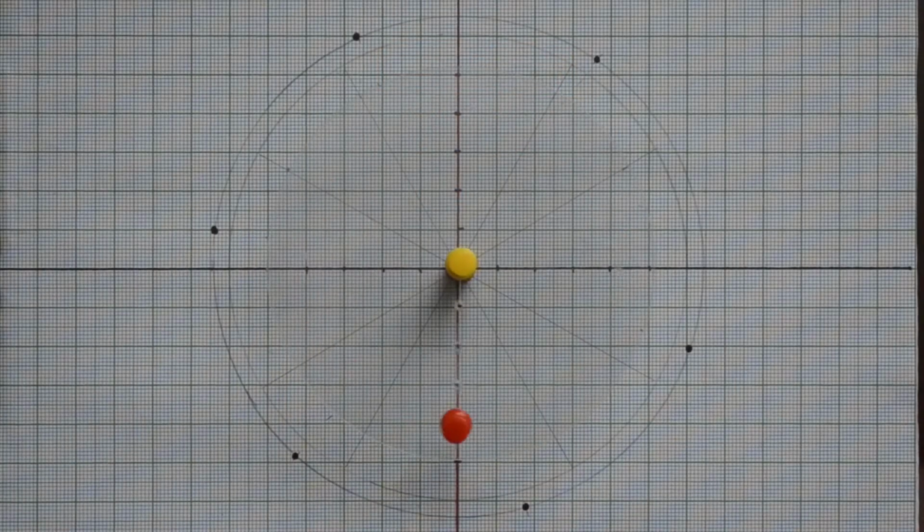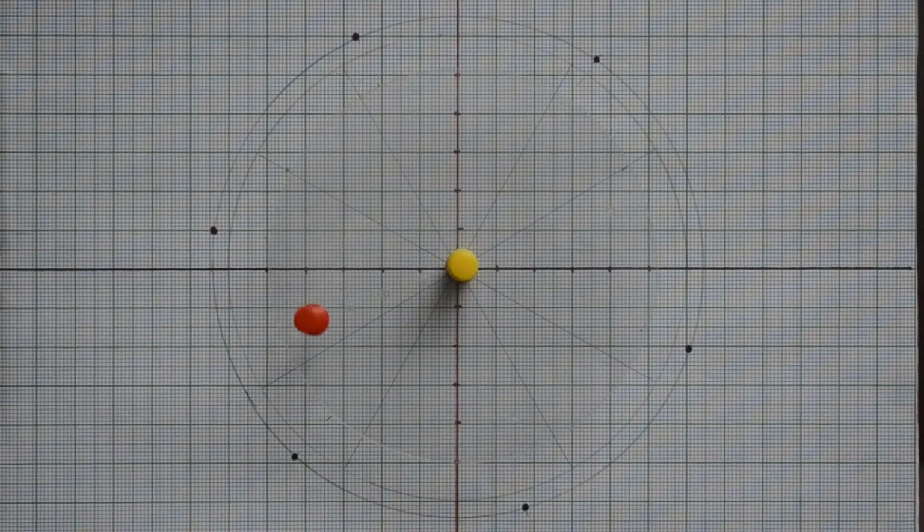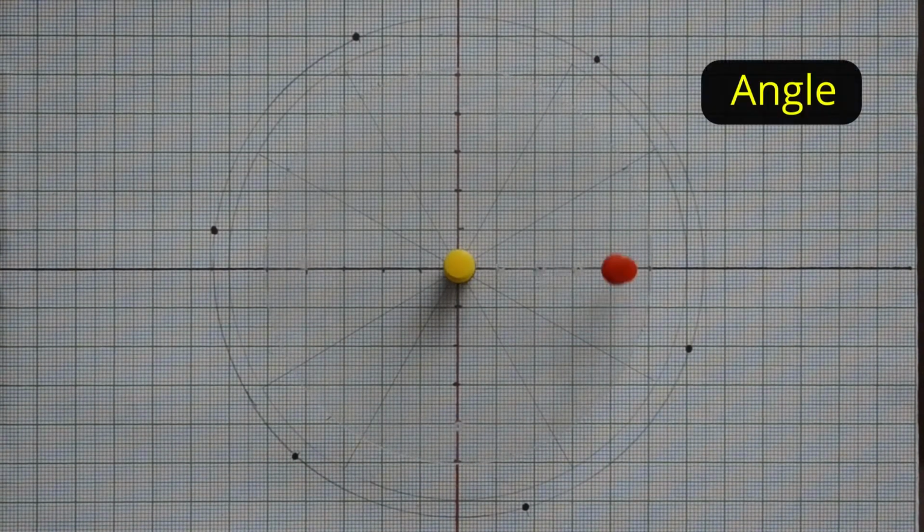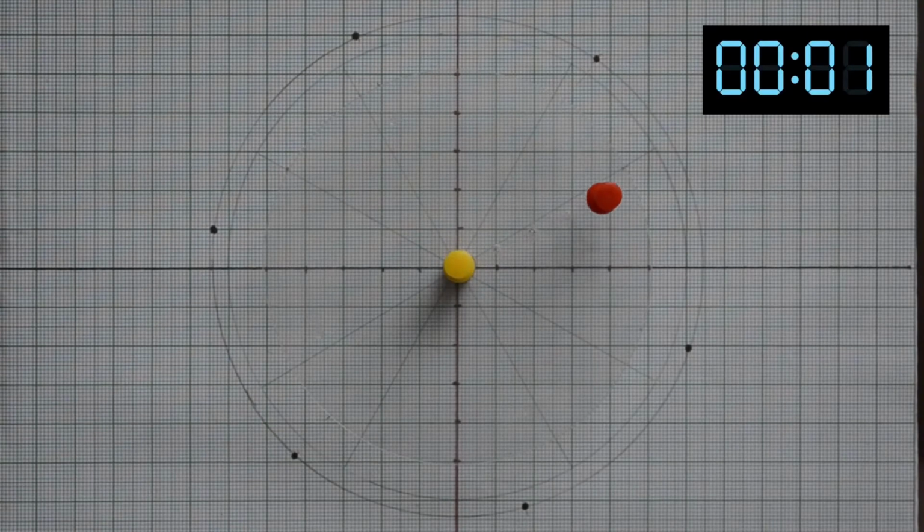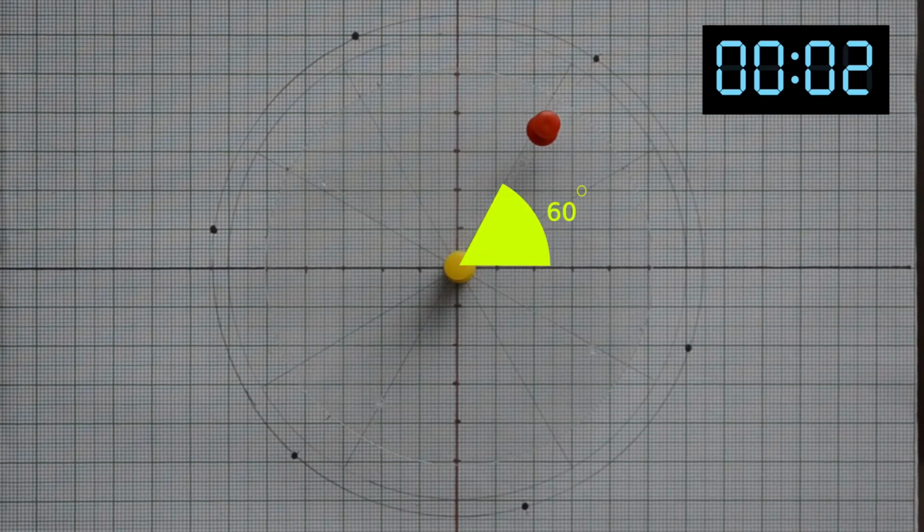Pushpin is rotating in a circular path. Change in position can be measured in terms of angle. Right now, it is at 30 degrees. It took 1 second to cover this angle from rest, that is 0 degree. Now, it has moved to a new position in another second. It is at 60 degrees position from where it initially started. The change in angle is 30 degrees.